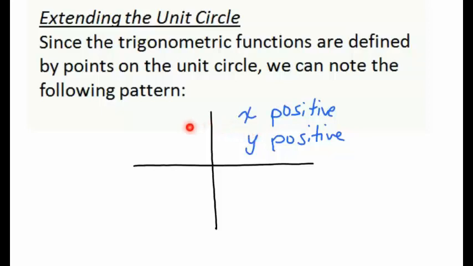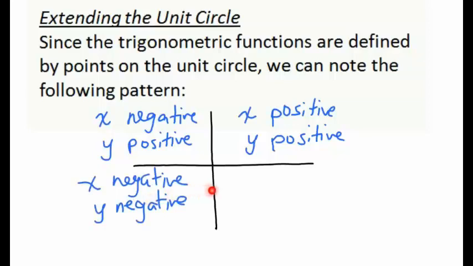As we move over to quadrant 2, x becomes negative and y stays positive. As we move down into quadrant 3, both x and y are negative. And moving over into quadrant 4, we have that our x value is positive, but our y value is negative. So let's see if we can use this overall pattern to help us figure out where our trigonometric ratios are going to be positive and where they're going to be negative.